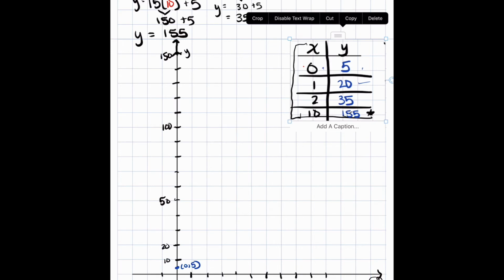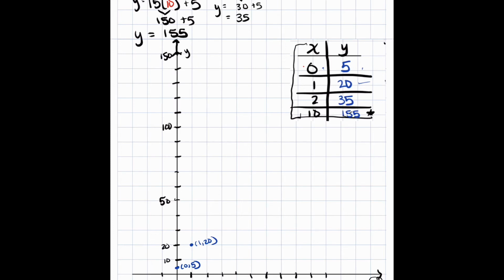Okay, so then over 1 up 20 will be right about here. Over 1 up 20. Over 2 up 35. 2, 35 would be right about here. This is 30, this is 40, so 35 right in the middle. And over 10 up 155 is actually going to be way up here. I'm going to go ahead and delete this table now so it's out of my way.